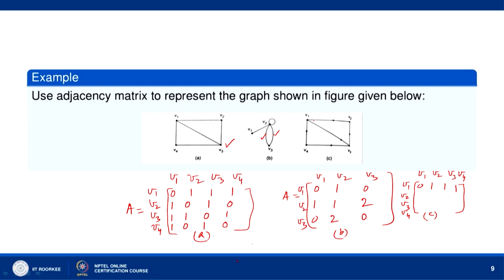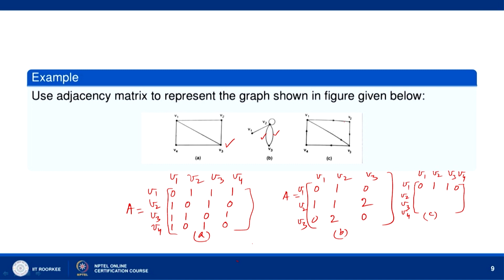to v1. Oh, sorry, it is a directed graph. So, we have to see that. So, v1 to v1 is 0. Now, v1 to v2 is 1. Then v1 to v3 is 1. v1 to v4 is 0 because we have v4 to v1, not v1 to v4. So, v1 to v4 is 0.